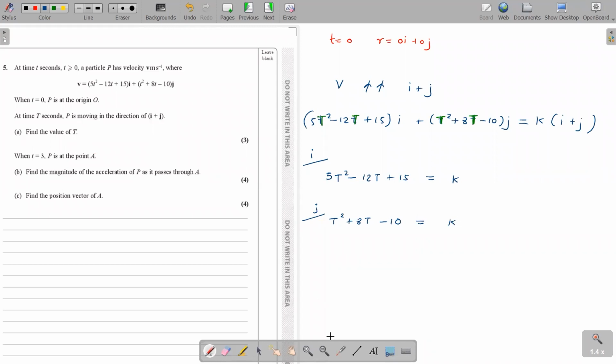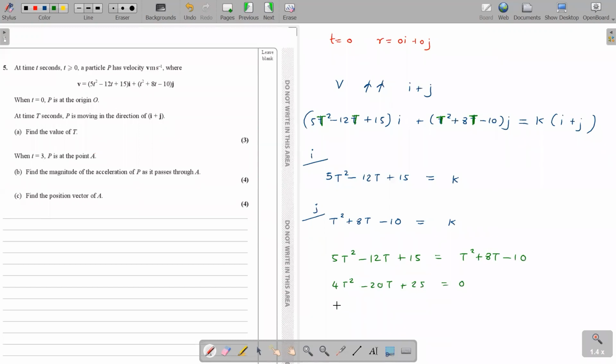Since both of these expressions are equal to k, you could divide them and get rid of the k, or you can just make them equal to each other. So I'll make them equal to each other. 5T square minus 12T plus 15 equals T square plus 8T minus 10. What do we get here? 5T square minus T square is 4T square, minus 12T minus 8T is minus 20T, plus 15 plus 10 is plus 25.